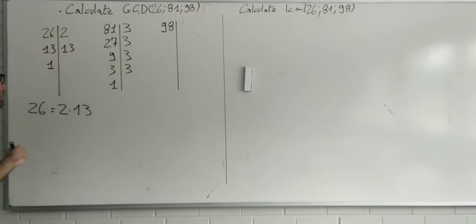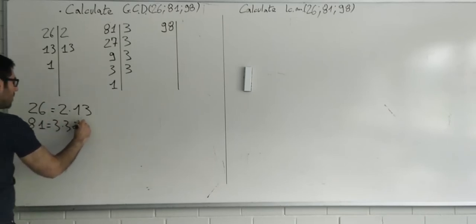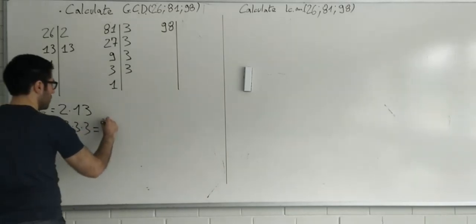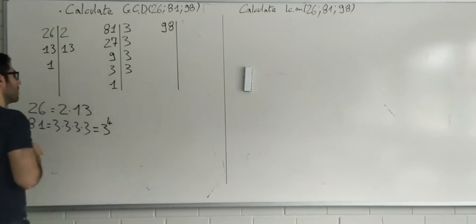And we're done with factorization. And we write it down here. 81 can be written as 3 times 3 times 3 times 3, 4 times. Therefore, using the power rules, this is equal to 3 to the power of 4. Perfect.